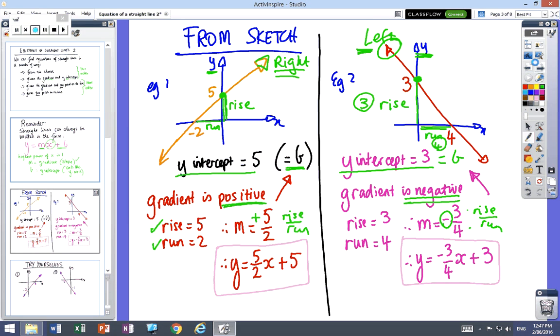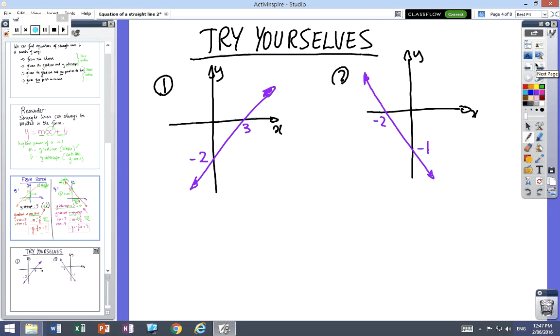Okay, so I want you to do these yourselves. Pause the tape, and when you're ready, come back. Okay, so you should have had a go. Here's the y-axis, and that's where it crosses. So straight away, b is minus 2. We'll do the other one. There's the y-axis, and that's where it crosses, so b equals minus 1.